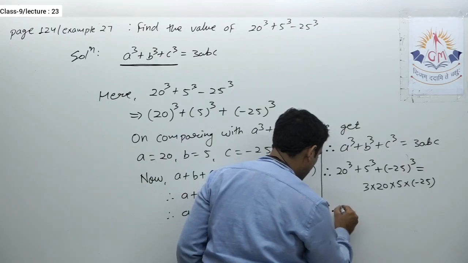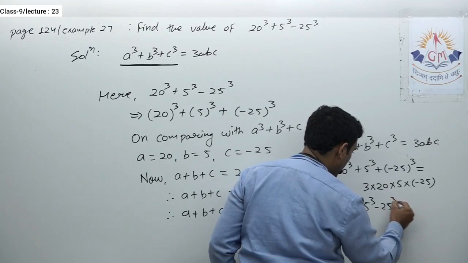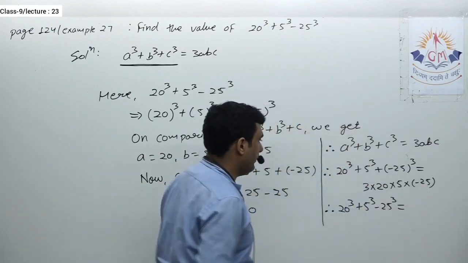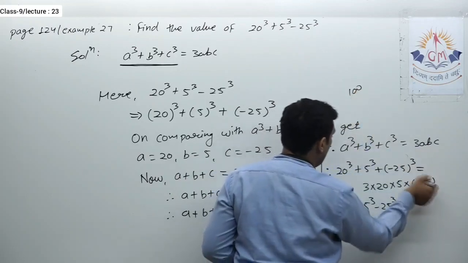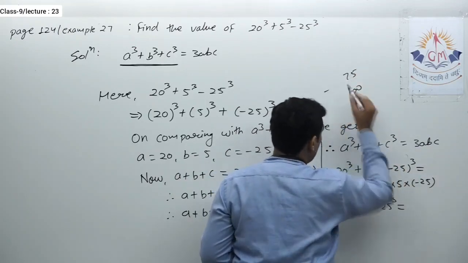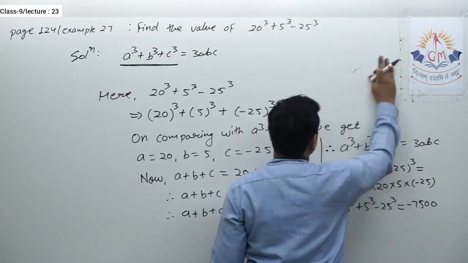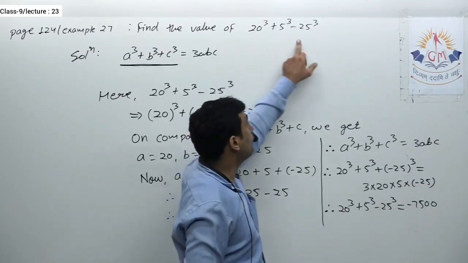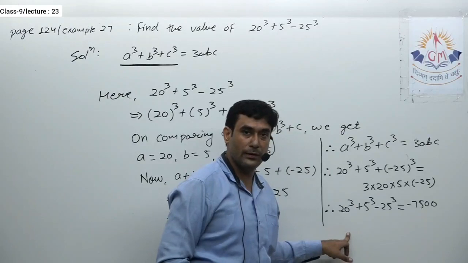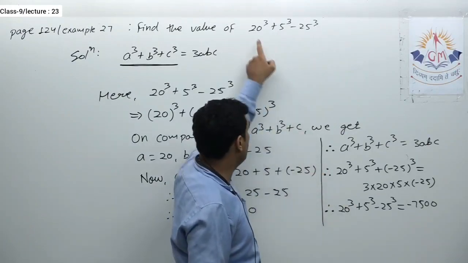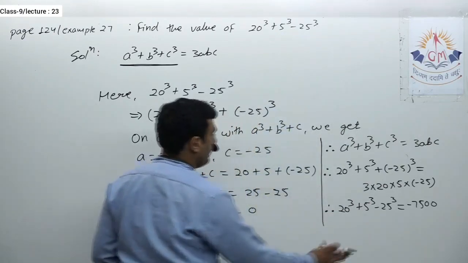Therefore, here I can write 20 cube plus 5 cube minus 25 cube is equal to whatever their product is. So let us find their product. See, 5 into 20 is 100, 25 into 3 is 75, so minus 7500 is the answer. Okay, that means no need to find the cubes of the terms individually. It is simply the product of those three terms, if, remember, if the sum of the numbers is equal to 0. So this is our final answer.